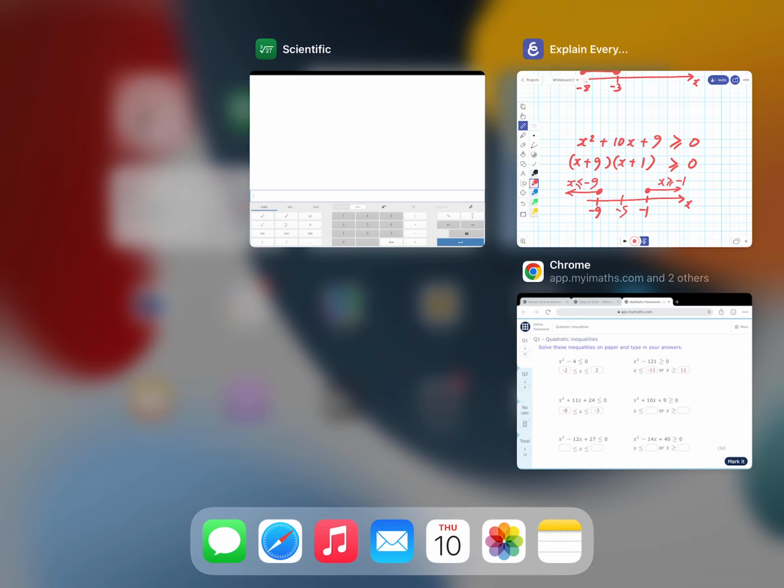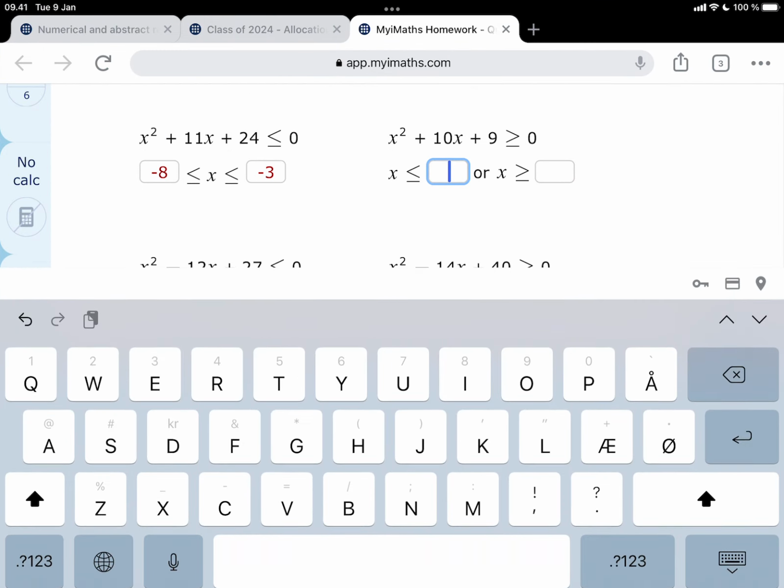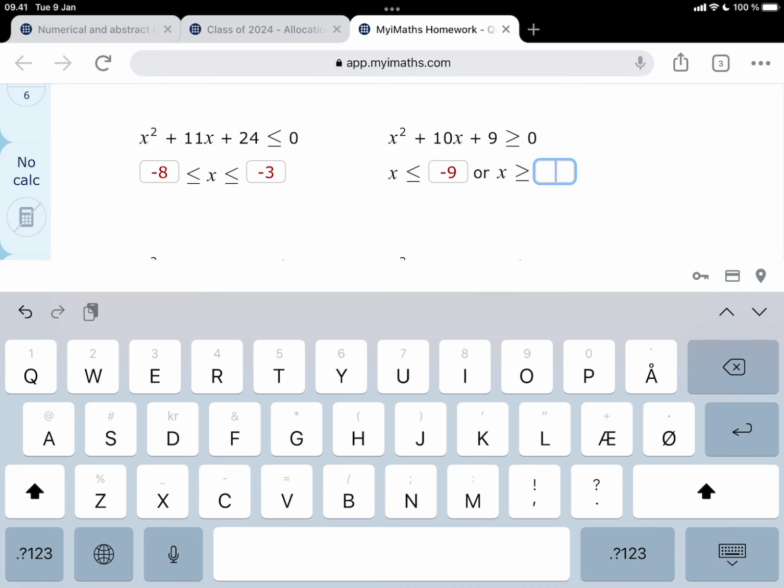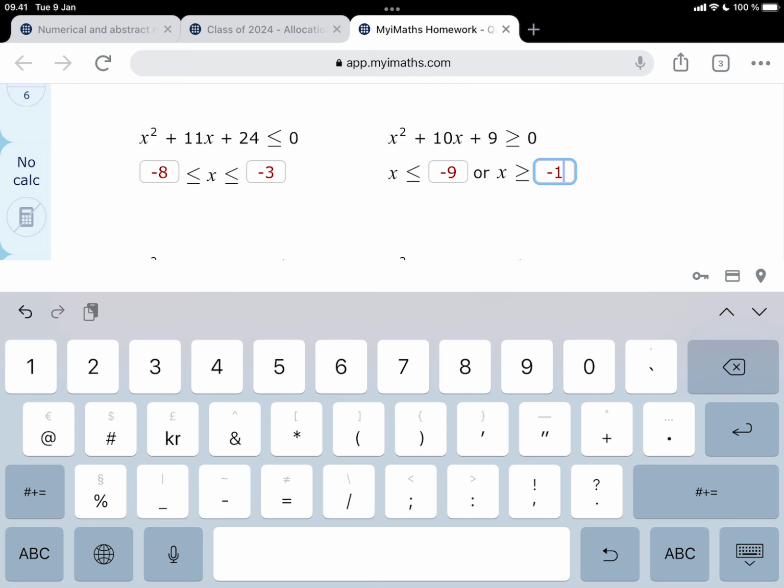So over to my MyiMaths, let's fill in x has got to be less than or equal to minus 9, but greater than or equal to minus 1.